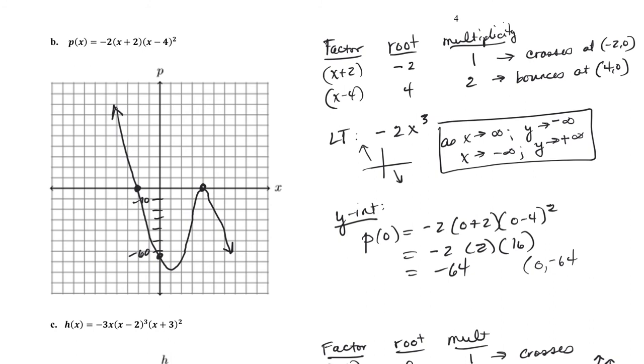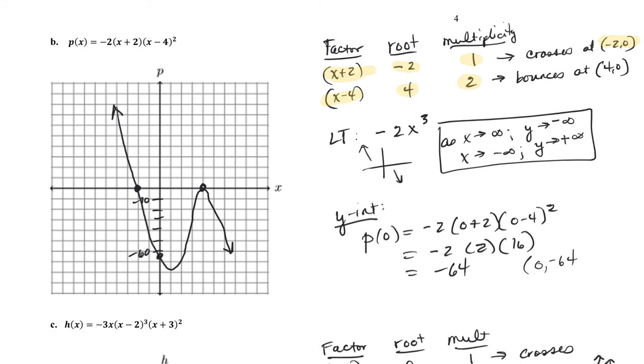Okay, so let's see how you did. With B, you should have found that your factor was x plus 2, which means your root was at -2. Multiplicity of 1 tells you it's going to cross at -2, 0. Ends are going to go in opposite directions because the multiplicity is odd. Remember, odd multiplicity, opposite directions, they both begin with an O. Your other factor was x minus 4, which means the root is 4, multiplicity is 2.